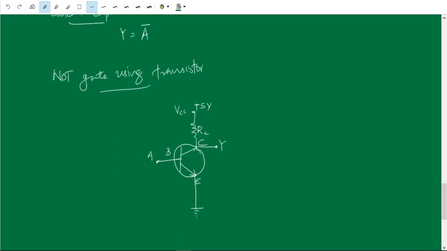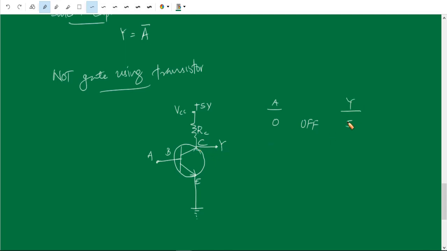Next, let us see how the NOT gate works. If the input A is equal to 0 volt, that means there is no voltage. So the input voltage is 0, therefore the input current is also 0. So the base emitter junction is not forward biased. Therefore we can say that the transistor is in off state. When the input current is 0, the transistor is off. So no current flows from the collector to the emitter. There is no current flow through the resistor, so 5 voltage will be there at Y.